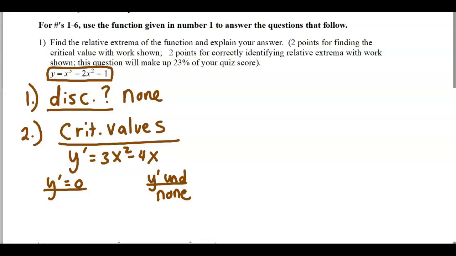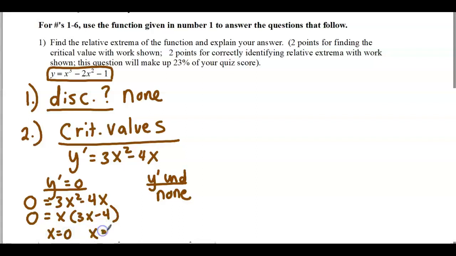Next, you're going to set your derivative equal to 0, and you're going to solve it to see if you could find any critical values that way. On this one, you can factor out an x, and if you set each factor equal to 0 and solve, you get x equals 0 for one of them, and for the other one, you're going to get 4/3. Okay.